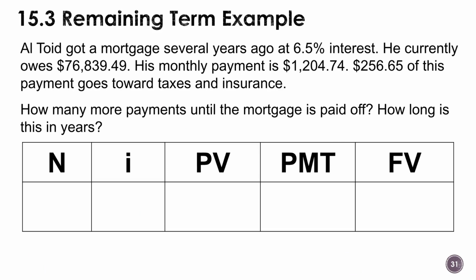So Altoid got a mortgage several years ago at 6.5% interest. He currently owes $76,839.49. His monthly payment is $1,204.74.